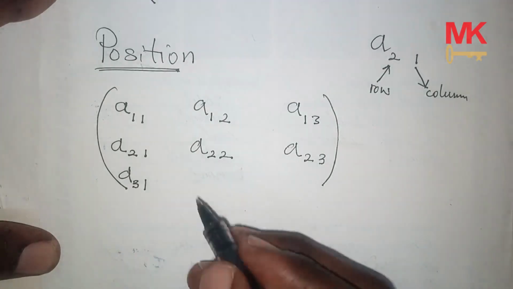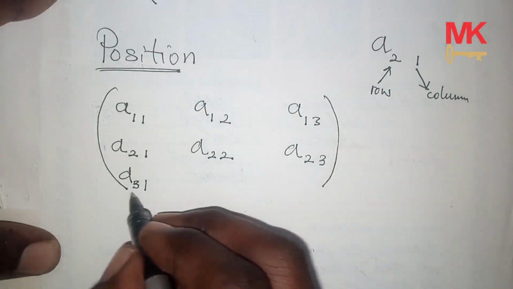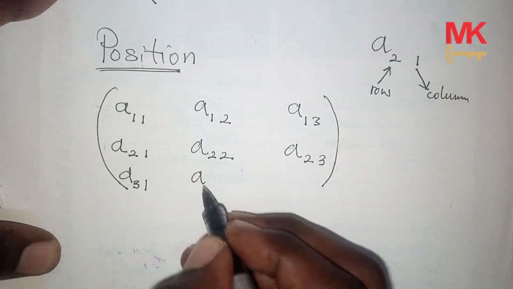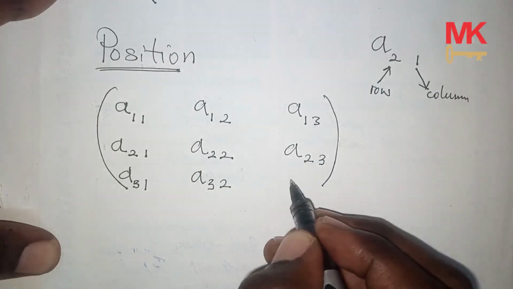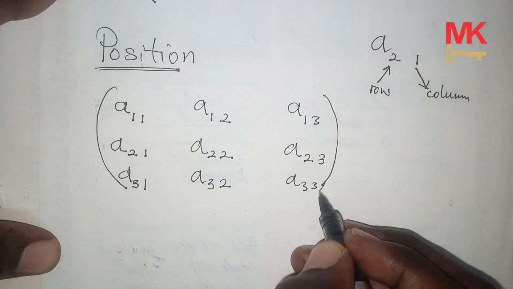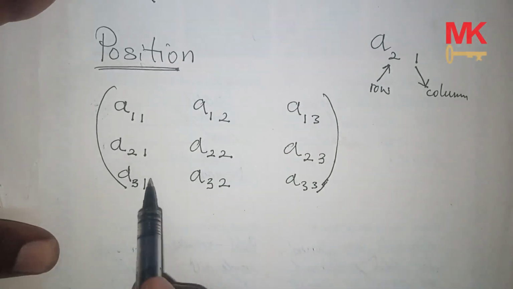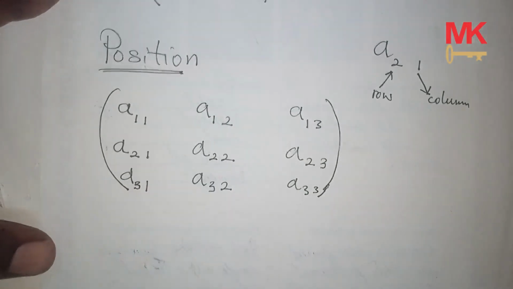Just try to understand this. Take your time and look through this. It's actually very simple. Okay, so A31, A32, that's third row, second column, and then A33, third row, third column. So that's how you identify the elements of a matrix, okay, by the position.